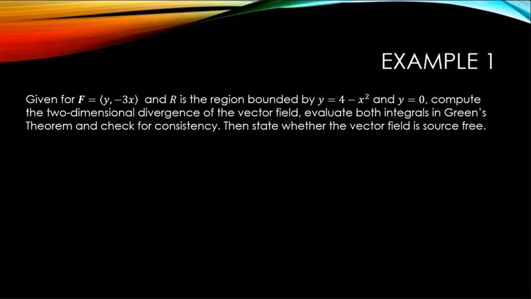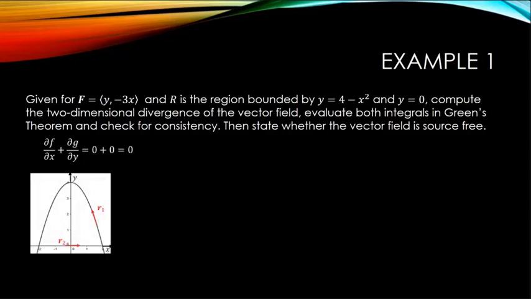Let's work an example. I'm given the vector field F is equal to a vector with components y and negative 3x, and R is a region bounded by y equals 4 minus x squared and y equals 0. I want to compute the two-dimensional divergence of the vector field, evaluate both integrals in Green's theorem, and check for consistency. And then I want to state whether the vector field is source-free. I'm going to first compute the divergence. The partial of f with respect to x plus the partial of g with respect to y is equal to 0 plus 0, or 0.